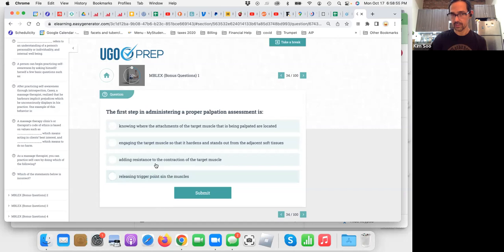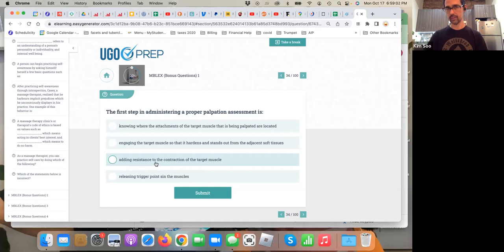That's not going to be a release. Adding resistance to the contraction of the target muscle. Is that part of the first step of administering proper palpation assessment? Engaging the target muscle so it hardens and stands out from the adjacent soft tissues. I've never heard of that as a good assessment or a good treatment technique. Knowing where the attachments of the target muscle that is being palpated and located are. Well, I would say that probably comes before the assessment.